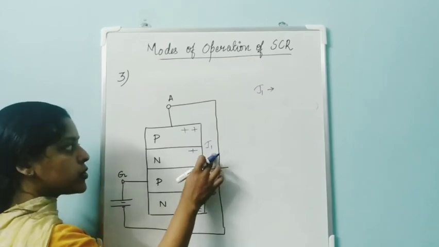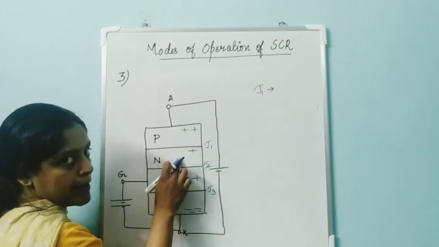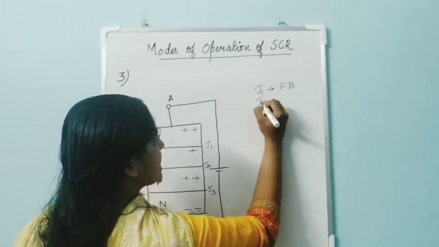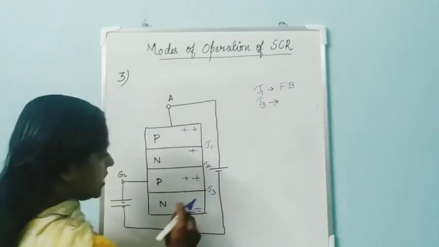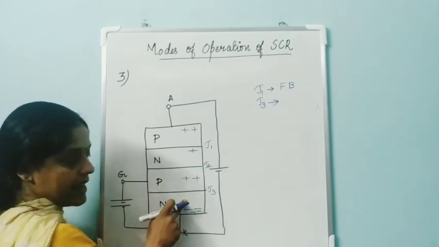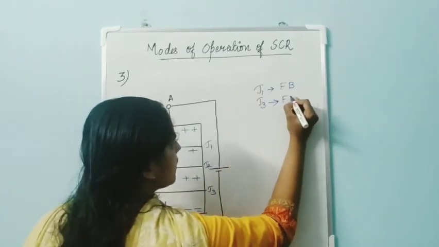Junction J1, as usual, P is more positive compared to N. So, I can say that it is forward biased. Now, junction J3. This junction J3, no doubt, P is more positive compared to N. So, this junction is also forward biased.